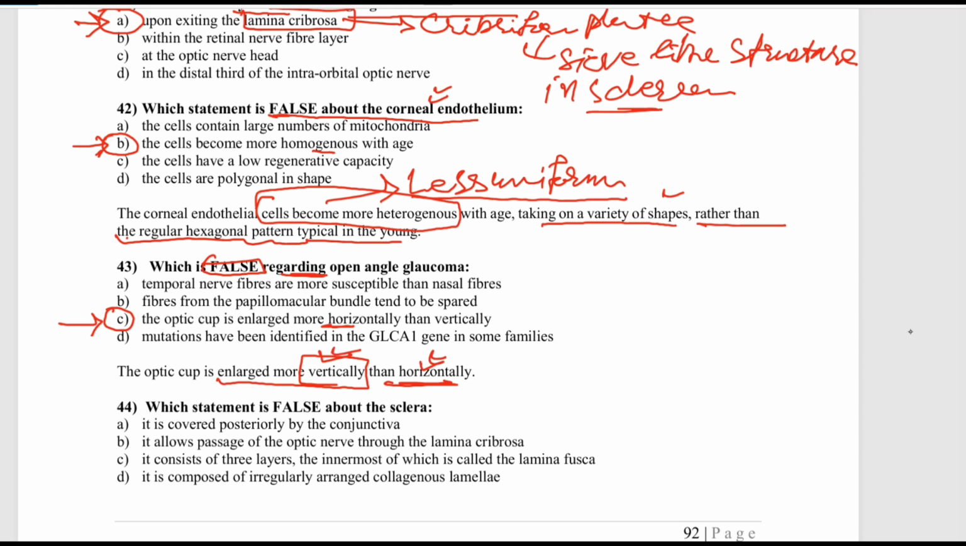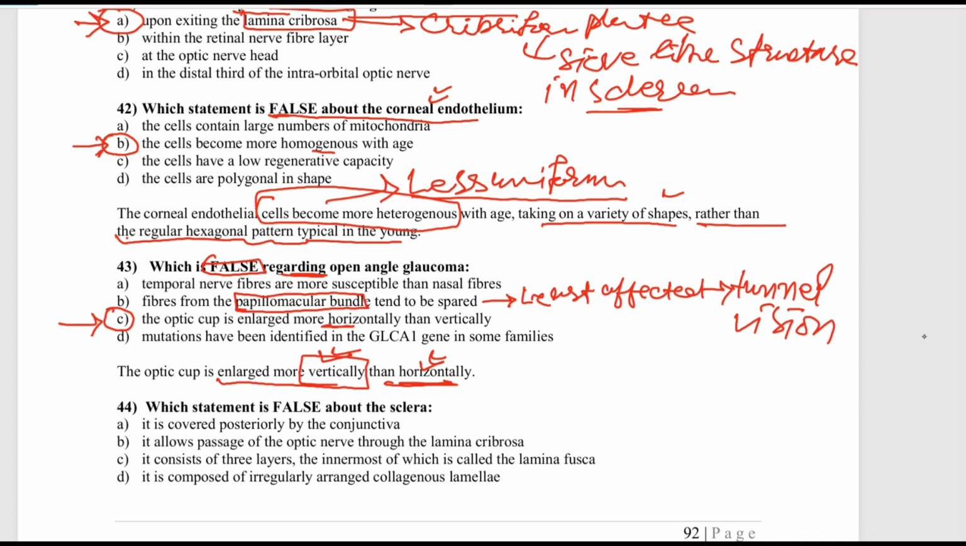Let's have some discussion over the other options. Papillomacular bundle tends to be spared. These are least affected. It means these are least affected; it can be asked in either way in the MCQ. Least affected, and these are responsible for tunnel vision.